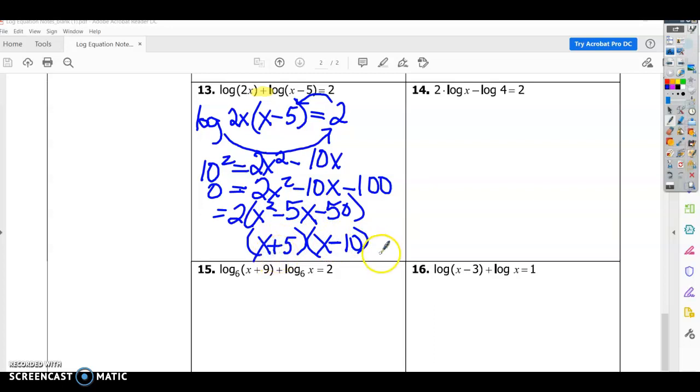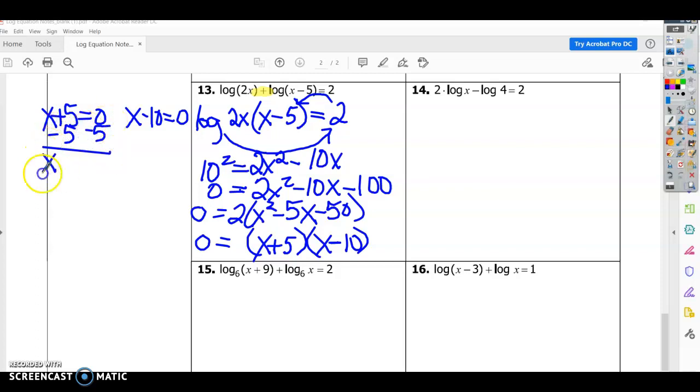All right, once I do that, I've got to set each factor equal to 0 using the zero product property. So I'm going to come over here to the left and say x plus 5 equals 0 and x minus 10 equals 0. And then I have to solve. So subtract 5. x equals negative 5, and then I add 10, and x equals 10.